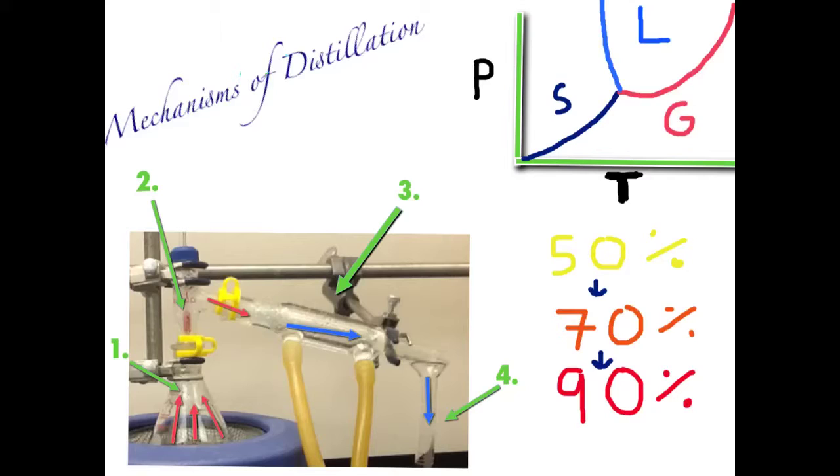The apparatus shown is our simple distillation, and in order to obtain a pure substance, we need to repeat it various times. The first distillate would probably have a pure composition of ethanol of 50%. Doing it again would probably give us 70%, and again would probably give us 90%.